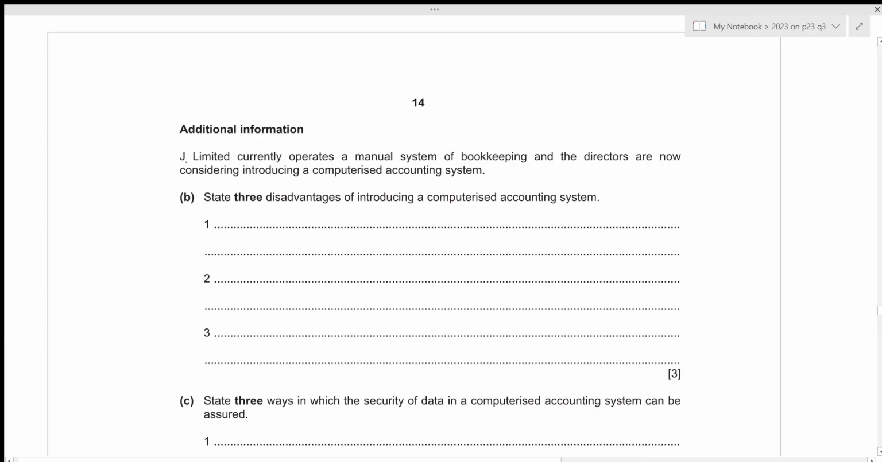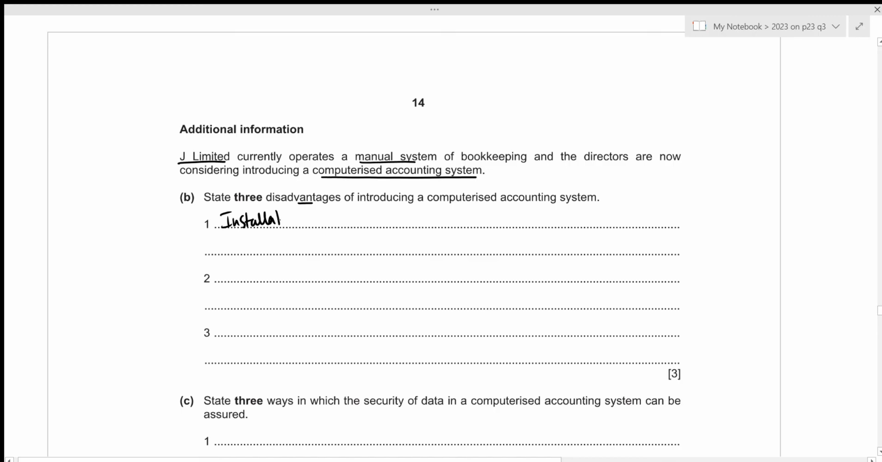Now we're given additional information. J Limited currently operates a manual system of bookkeeping, and the directors are now considering introducing a computerized accounting system. We need to state 3 disadvantages of introducing a computerized accounting system. So the very first disadvantage is that installation of the computerized accounting system can be expensive. Let's write it down.